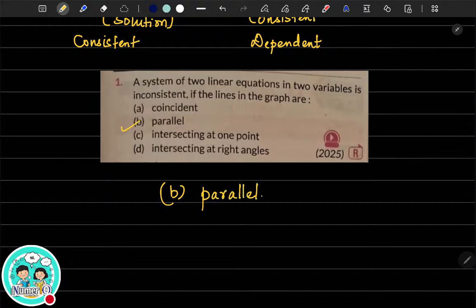So this is an MCQ question. Very good. Let's move on to the next question.